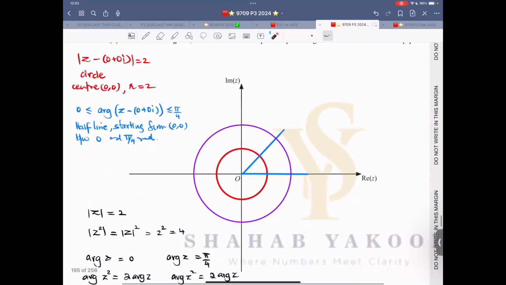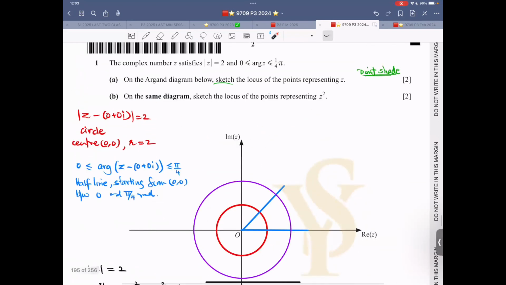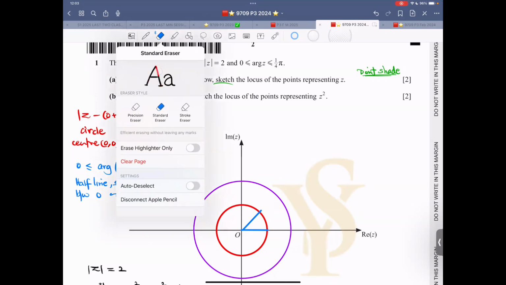So now over here, if we are not shading, what exactly are we doing? We are looking for the region. We are looking for the arc. So over here, let me grab an eraser and let me erase this thing for a second. Standard eraser. Let me erase this thing, and let me erase this thing. Okay. So now basically, this is what is required from us. And let me also erase this thing.